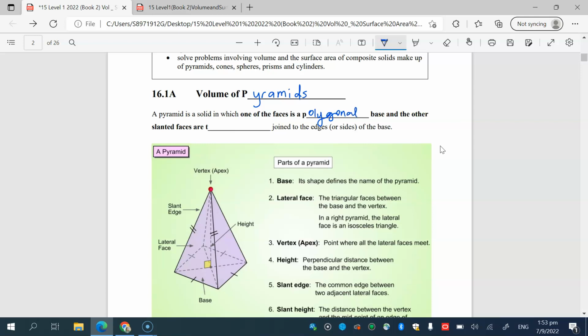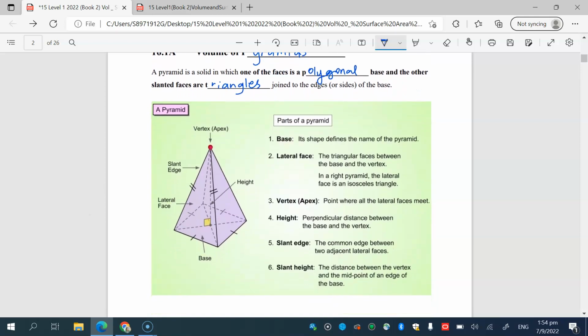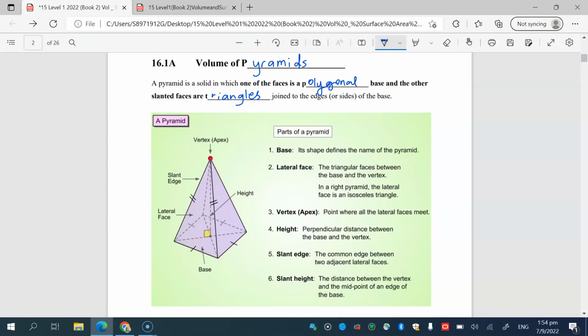Okay, so the base could be a triangle, could be a square, could be a rectangle, could be a pentagon, hexagon, anything, any polygonal base. And the other slanted faces are triangles, joined to the edges or the sides of the base. So a pyramid looks like this, okay, and it's got different parts.